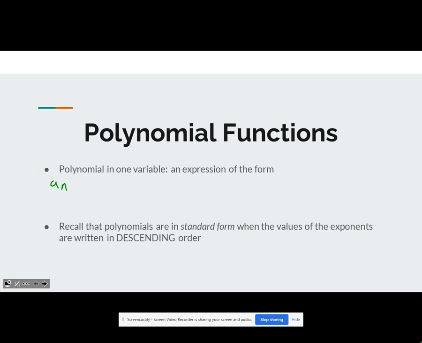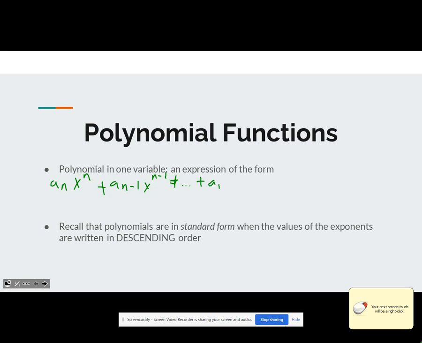a sub n x to the n plus a sub n minus 1 x to the n minus 1 plus those are just going to be terms in between there, so it can be as many terms as necessary. There we go, plus a sub 1 x to the first plus a sub 0 x to the 0. So let's notice a few things here.